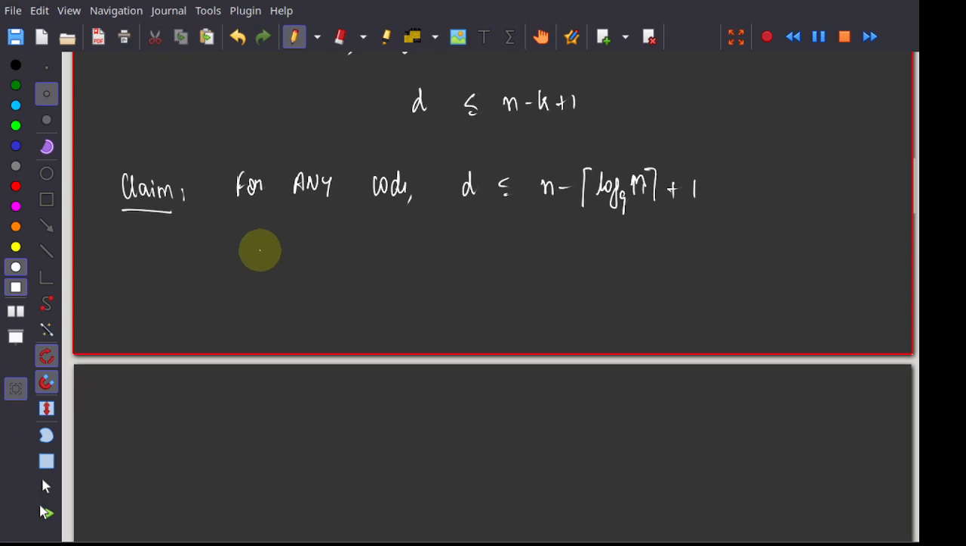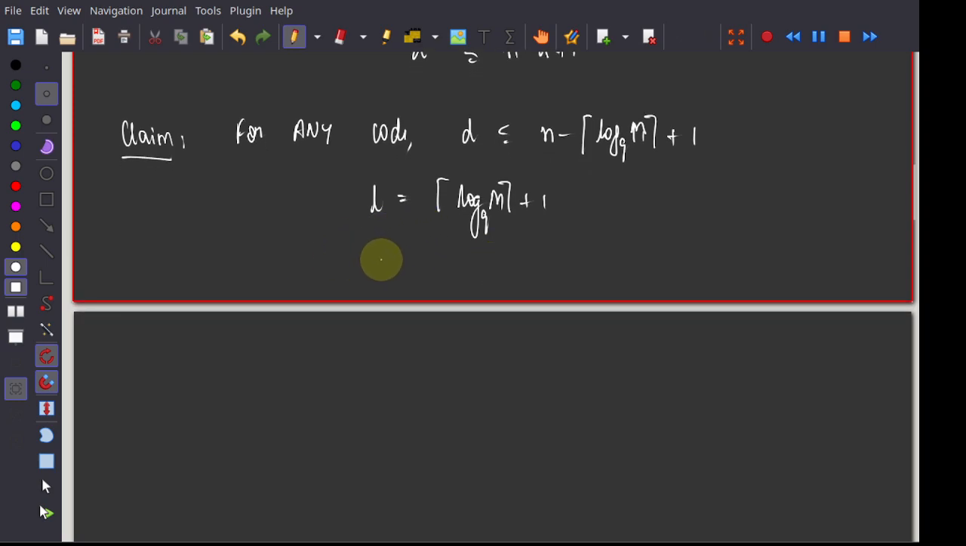So to see why this is the case, let us take L to be the ceiling of log m to base q, plus 1. Now, what can I say about q to the power of L? If I take q to the power of L, is this going to be less than or equal to m or greater than or equal to m?